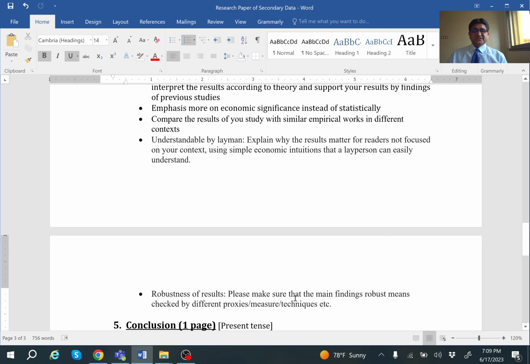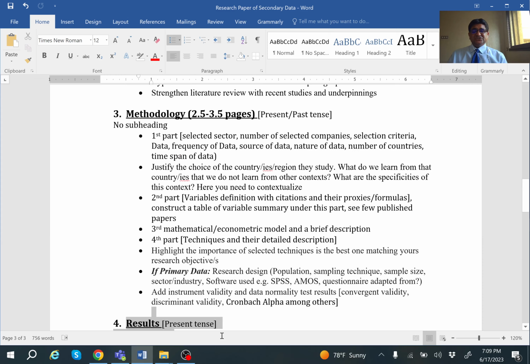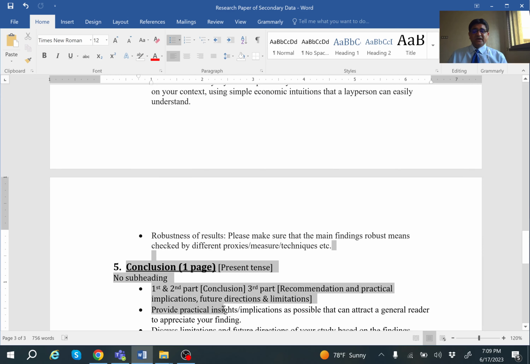So robustness means, please make sure that the main findings, the main results, are robust. How can we check the robustness of our results? We can check the robustness through using multiple proxies, different measures of variables, and different techniques. So this part is highly important. The discussion of your results is highly important.